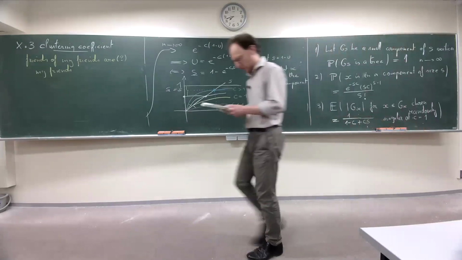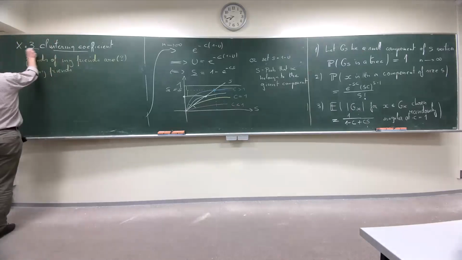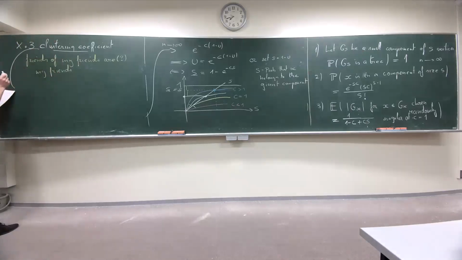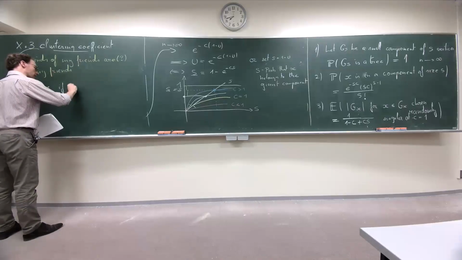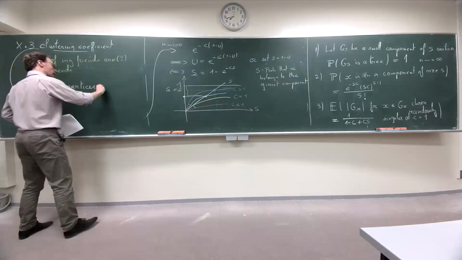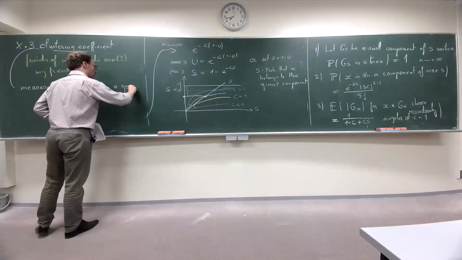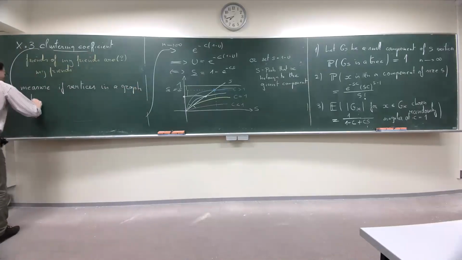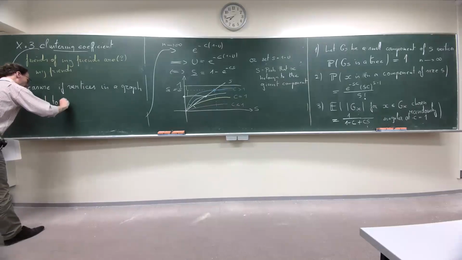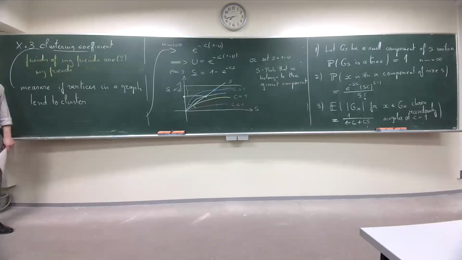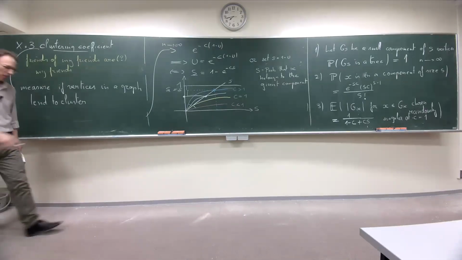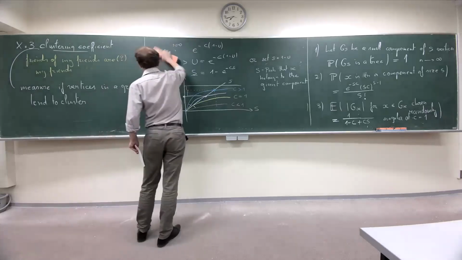So what does it mean? This clustering coefficient is going to measure, I will give a definition, but it measures if vertices in a graph tend to cluster. So if they tend to be tightly connected or not. So what is going to be a precise definition?